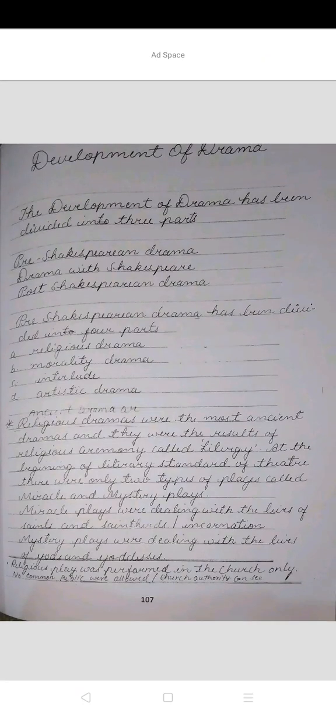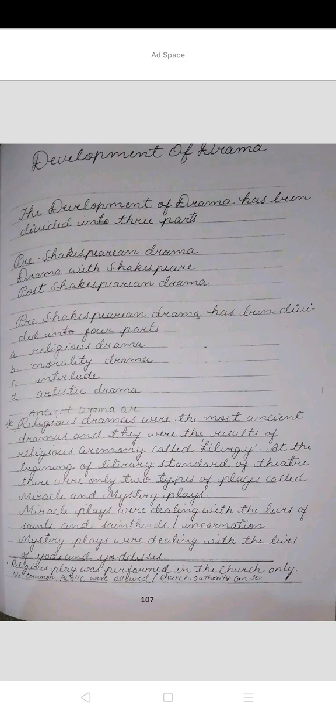Hello everyone. In this session, I am going to discuss the development of drama. The development of drama has been divided into three parts: pre-Shakespearean drama, drama with Shakespeare, and post-Shakespearean drama. Pre-Shakespearean drama has been divided into four parts: religious drama, morality drama, interlude, and artistic drama.